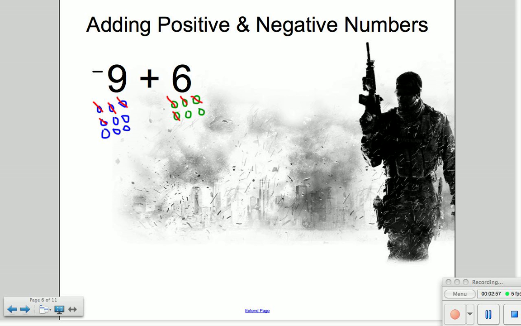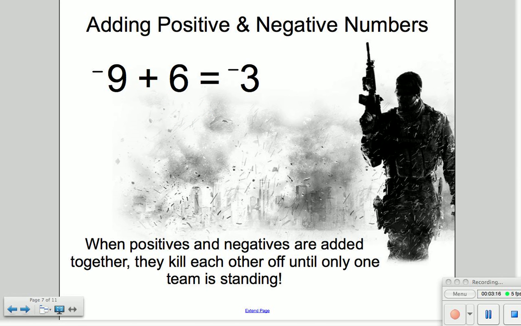So at the end of the battle, oh, it's just the horror, the horror. At the end of the battle, there's only one team left standing. And in this particular example, it's the negative team. They're the only ones with anything left. And how many are left? We have 3 soldiers left. So we have 3 soldiers from the negative team left. The answer is going to be -3.